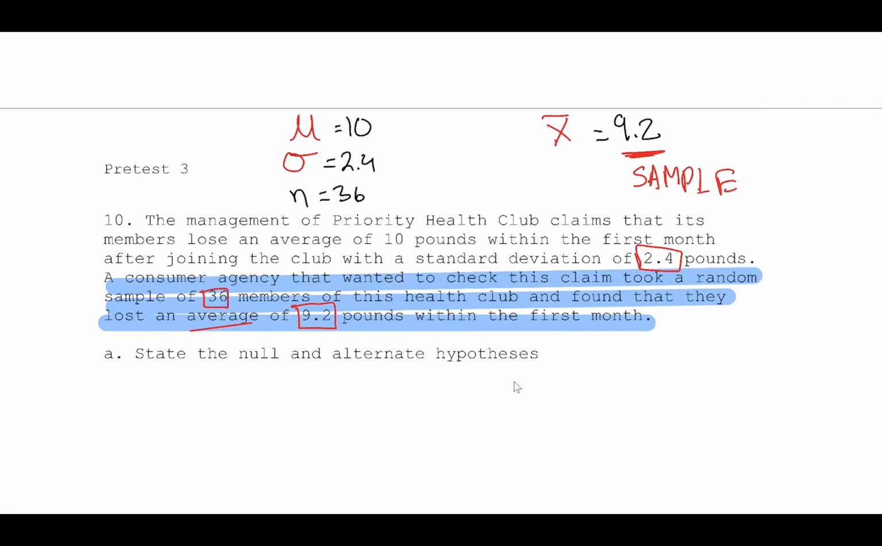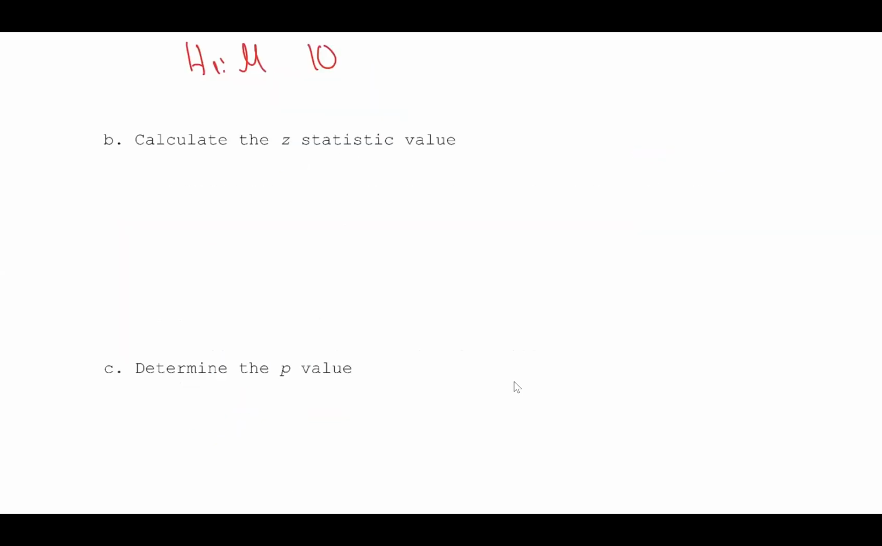So let's do the null and alternate hypothesis. The null hypothesis is that mu is equal to 10. Cool. So let's do the alternate hypothesis. You put mu, you put 10.